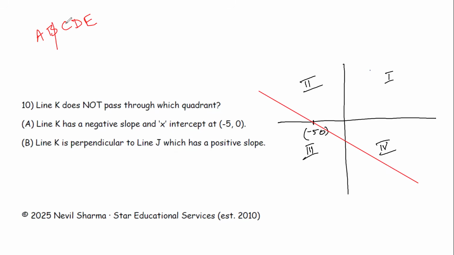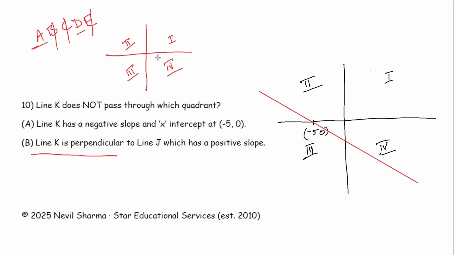So A answers, B, C, E is out. Either D or A. Now second statement, line K is perpendicular to line J, which has a positive slope. So what we do is we once again jot down first, second, third, and fourth quadrant. And we only look at the second statement, not the first one. Line K is perpendicular to line J, which has a positive slope.